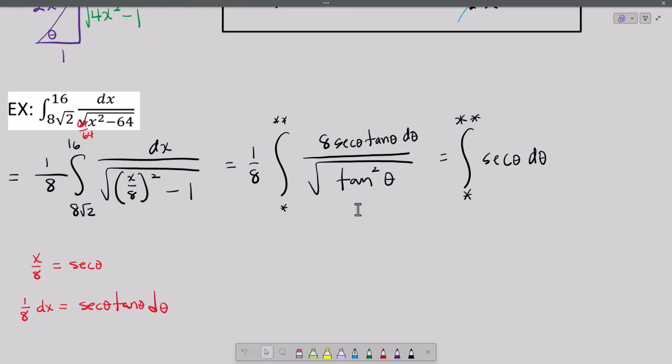And regular substitution wouldn't work here because we would let u equal x squared minus 64. When we take the derivative of x squared minus 64, we get 2x. And that derivative is nowhere to be seen inside this integral, so regular substitution won't work, because the derivative of u has to be in there somewhere.